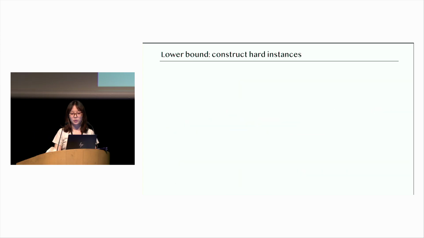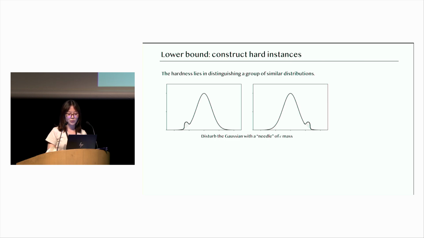The key idea to prove the lower bound is to construct more hard instances that we cannot tell apart. For example, we perturb the Gaussian with a small needle, and as the main body of these two distributions are the same, they have the same potential functions. So the only way for an algorithm to distinguish them is to query the points in this needle area.